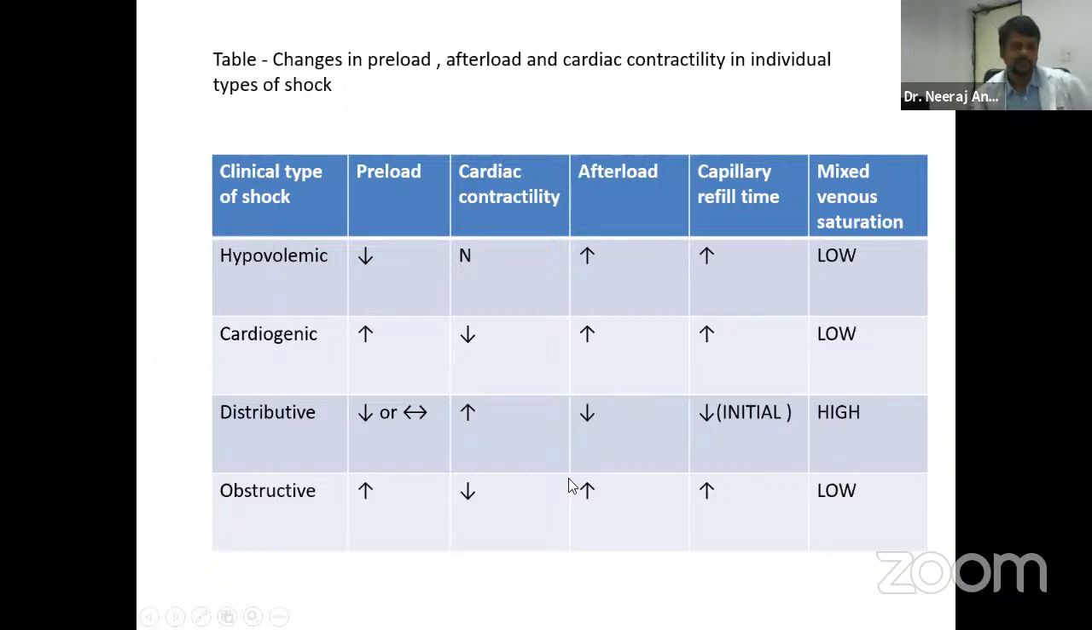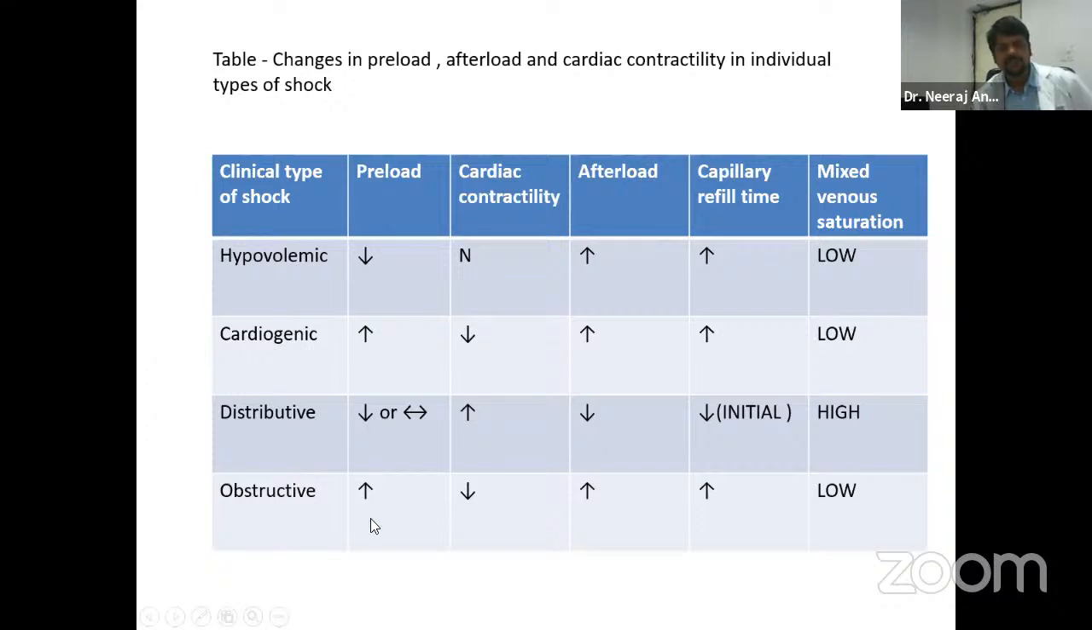In case of distributive shock, venous tone is decreased. There is peripheral blood pooling. So this ultimately leads to decrease in preload. As there is vasodilatation, it ultimately leads to decrease in peripheral vascular resistance. So this leads to decrease in afterload in case of distributive shock. Capillary refill time will be decreased, that is, there will be flash capillary refill initially. Mixed venous saturation is high.